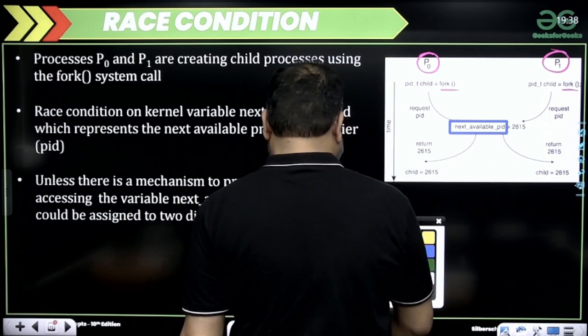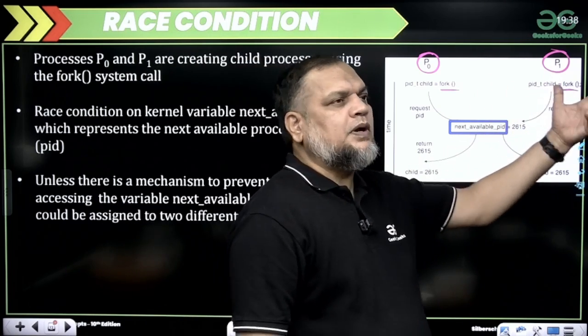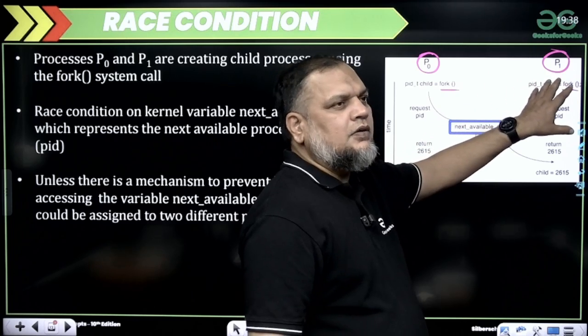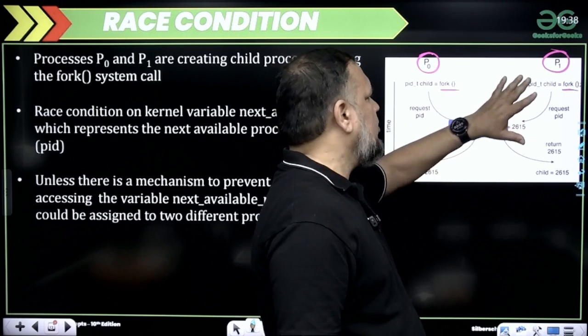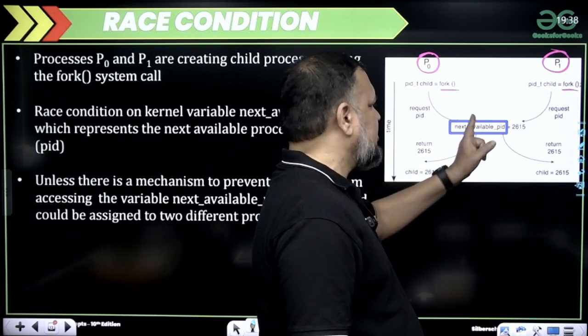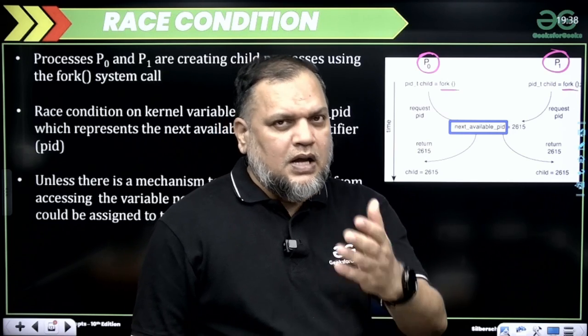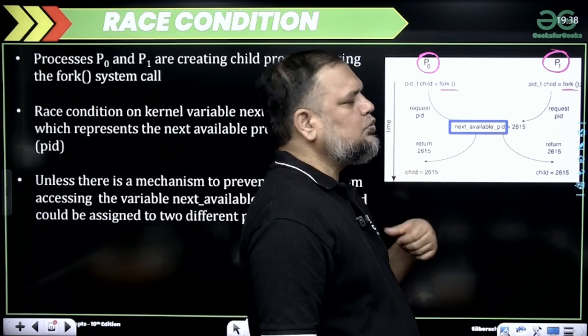It's like a counter, next available PID, which is going to return a new process ID to every created child. So here in a typical concurrent environment, what is happening is P0 and P1 have both simultaneously called fork. The fork routine tries to access the next available process ID variable, the value of that variable, as the next ID for their child process. Imagine right now that value is 2615.